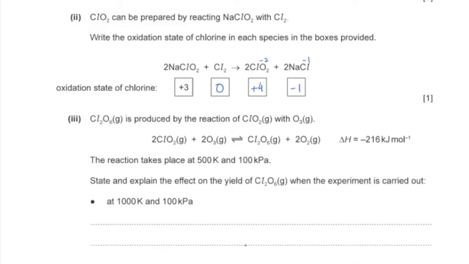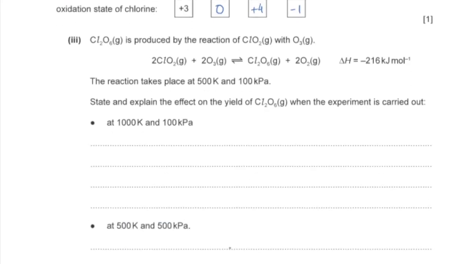Part 3, Cl2O6 is produced by the reaction of ClO2 with O3. The reaction takes place at 500 Kelvin of temperature and 100 kilopascals of pressure. State and explain the effect on the yield of Cl2O6, which is a product, when the experiment is carried out at 1000 kelvins and 100 kPa of pressure. Now, if we increase the temperature from 500 kelvins to 1000, and keep the pressure constant, equilibrium will shift to the side which decreases the temperature. In this reaction, it's the backward reaction, that's the endothermic reaction, which decreases the temperature. So the yield of Cl2O6 will decrease because the equilibrium will shift towards the left.